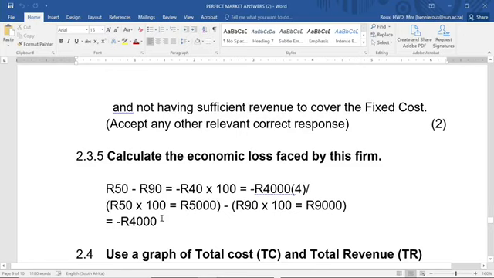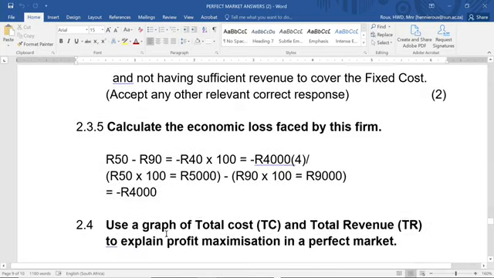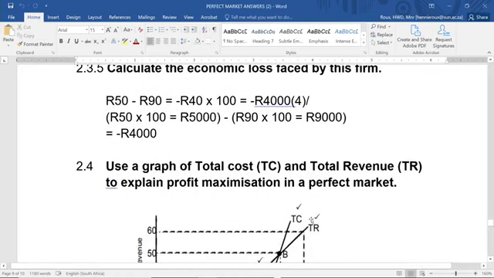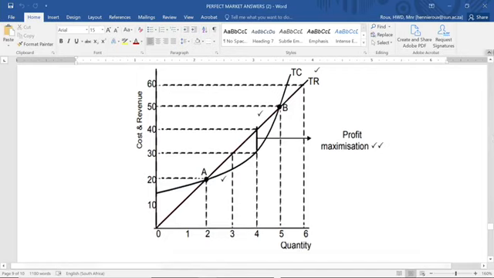Right, 2.4: use a graph of total cost and total revenue to explain profit maximization in a perfect market. And this is a question which sometimes throws people because they've forgotten about total cost and total revenue curves, right? Your total revenue curve looks like that. Total cost, your total revenue can also go with a bow, right, where it comes down again, okay?